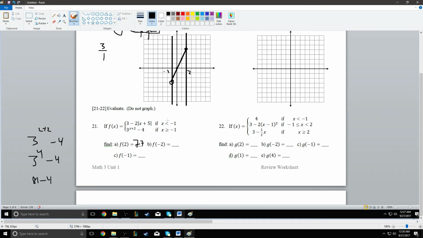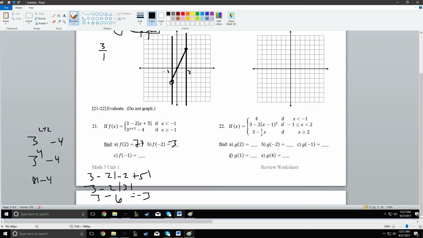-2 is the same thing. -2 is less than -1, so you are going to plug it into this function. And you got to follow order of operations. So 3 minus 2 parentheses -2 plus 5. You cannot add these. If you do that, you are breaking your dear Aunt Sally's heart. Do not subtract these first. You cannot do it. So it's 3 minus 2, absolute value. -2 plus 5 is 3. And 2 times 3 is 6. And 3 minus 6 is -3.